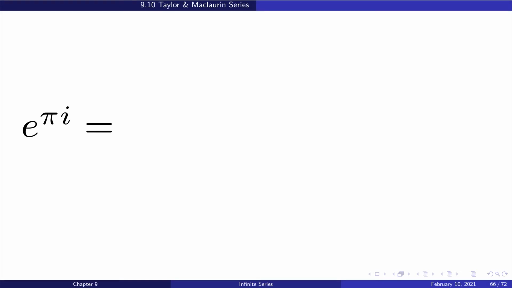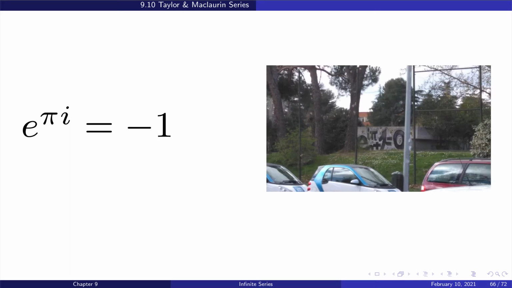So for day 110, we start with what's called the Euler identity, and this is one of the most famous statements in all of mathematics. Turns out that e to the pi i equals -1, and this shows up in Germany, spray painted along a wall someplace. That's how famous it is.